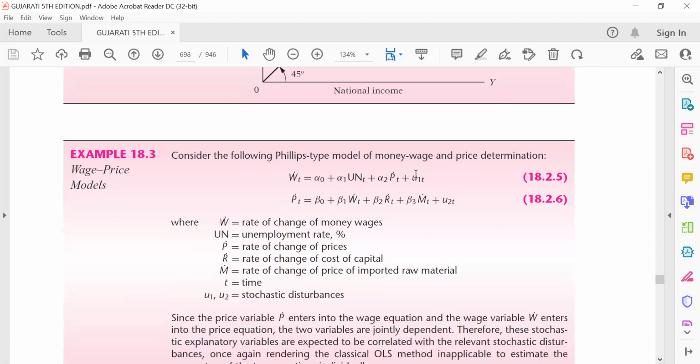This one is determined by the unemployment rate. Here, the rate of price change, that is inflation, is also determined by expected wage, change in capital cost, and imported raw materials.